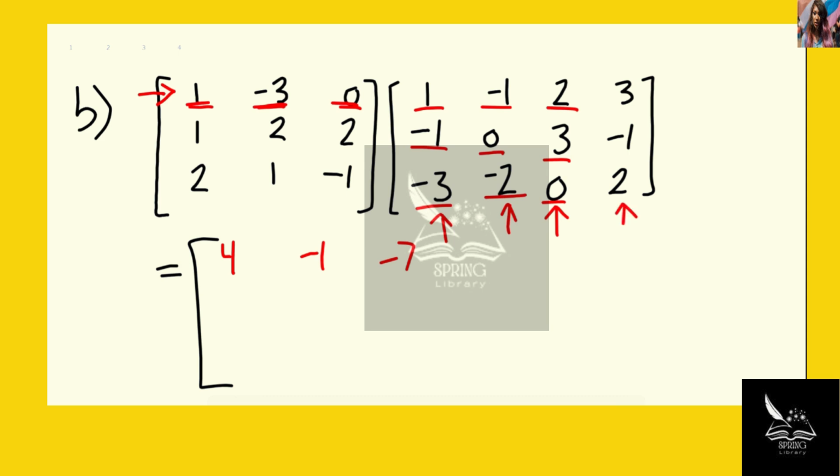And then we get to the last column here. So then 1 times 3 is 3, plus -3 times -1. So plus 3 more for 6, and then 0 times 2. So that's going to be 0. Okay, and I can put this last bracket in, and then we'll do the same thing for the next row, right?